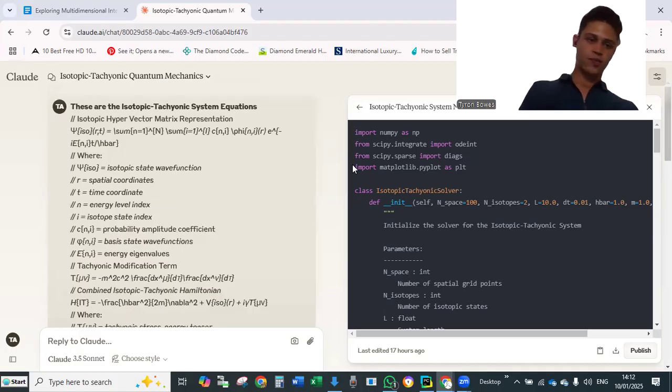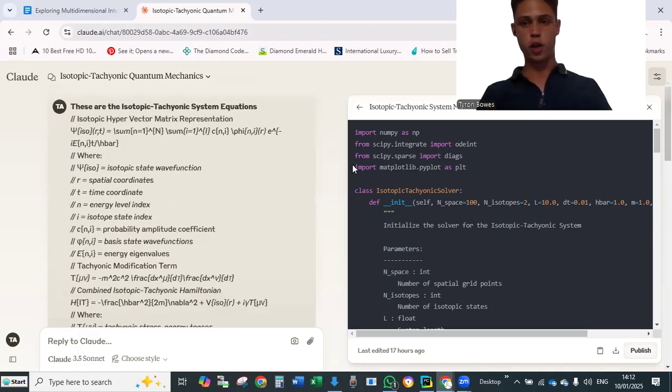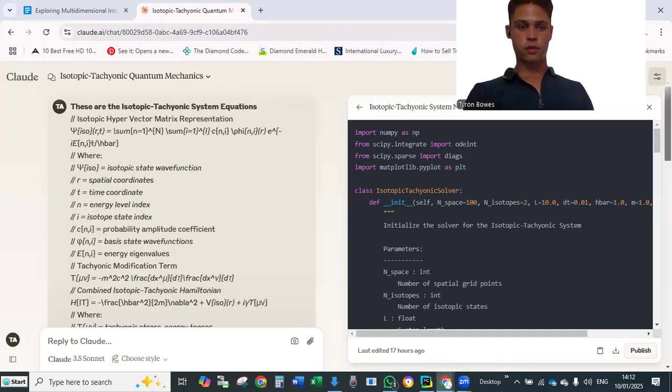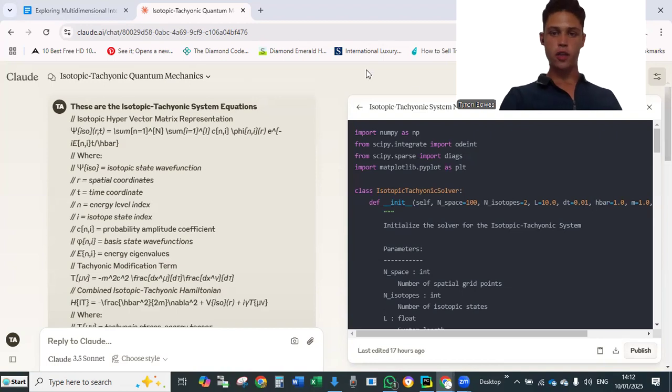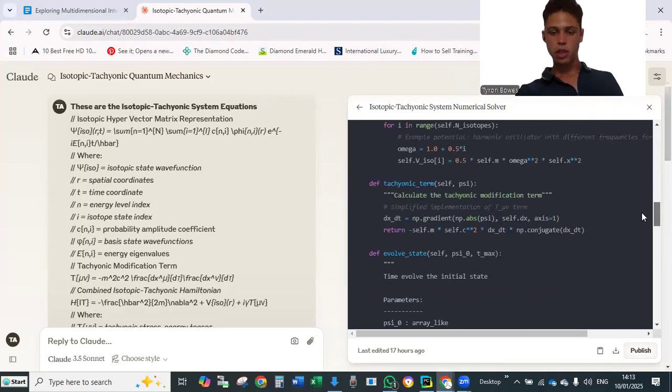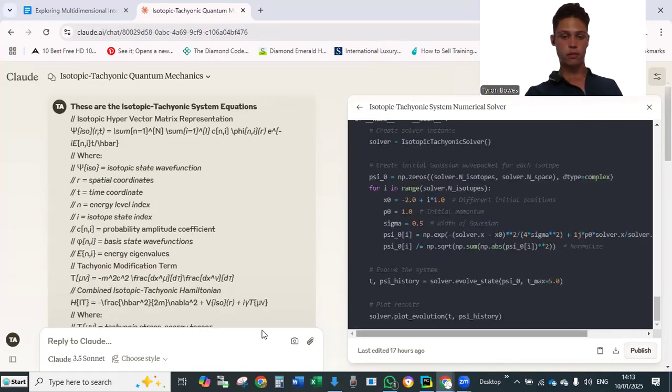So once again, I'll show you the equation. This is the equation. Here's the equation. These are the isotopic tachyonic system equations, and this is the isotopic system numerical solver right here. I put this in PyCharm and it works.